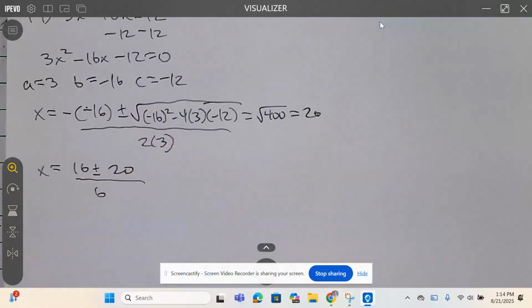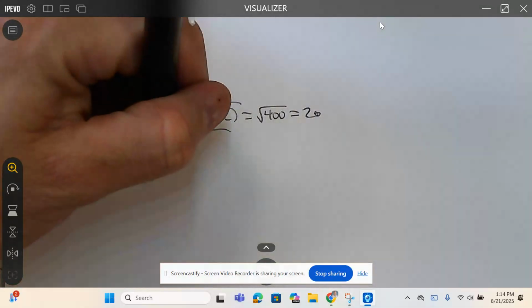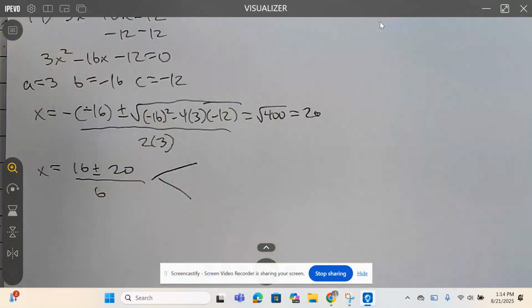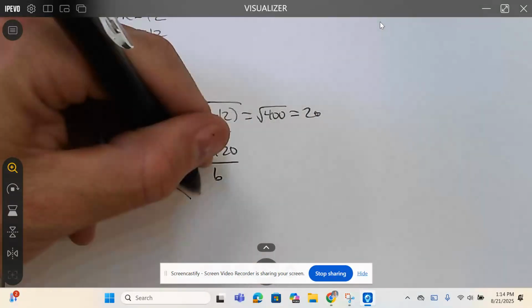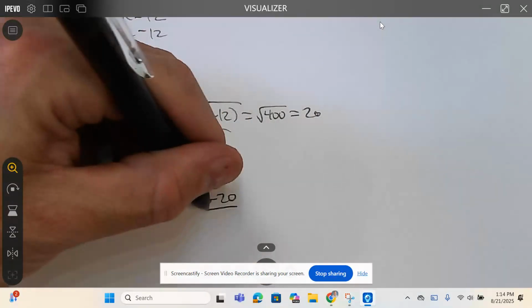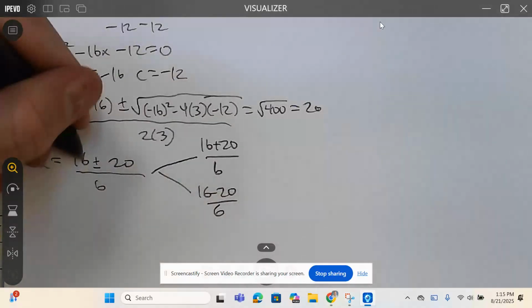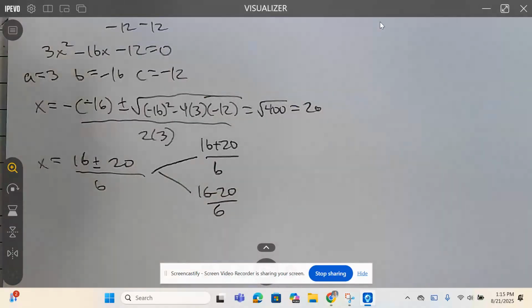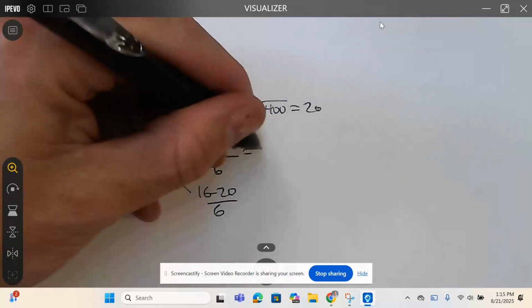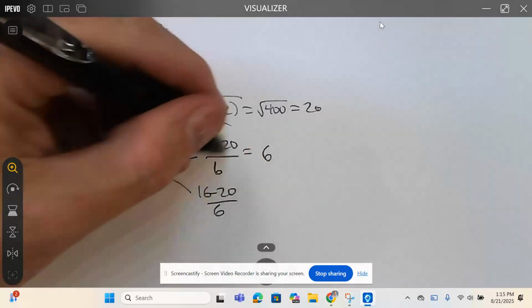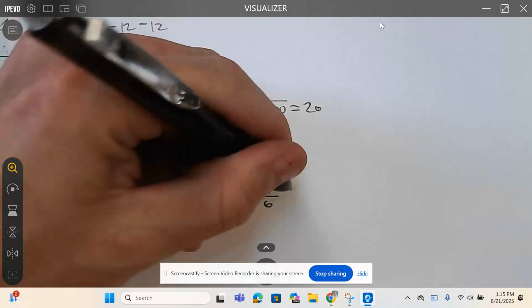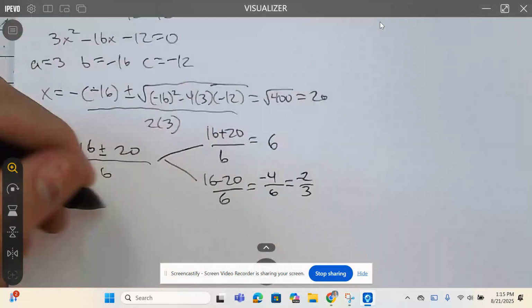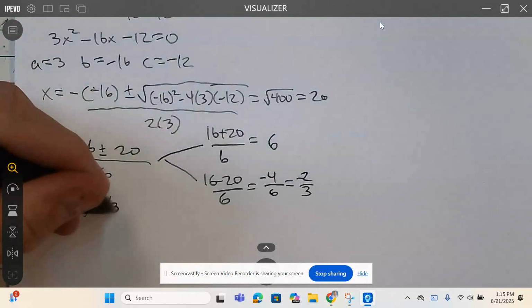So this one's a perfect square. So I could have factored this one. So I got 16 plus 20 divided by 6, 16 minus 20 divided by 6. 16 plus 20 is 36, divided by 6 is 6. That'd be minus 4 divided by 6, which is negative 2/3. So this would be 6 comma negative 2/3.